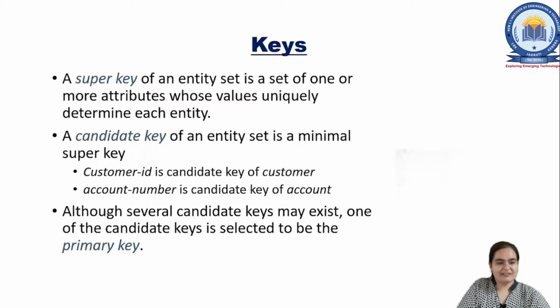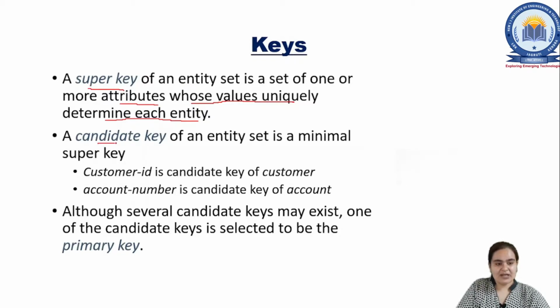Firstly, we have something called a super key. A super key of an entity set is one attribute or a combination of more than one attribute whose values uniquely determine each entity in the entity set. So, either we can take one single attribute or a combination of more than two attributes to form this super key.